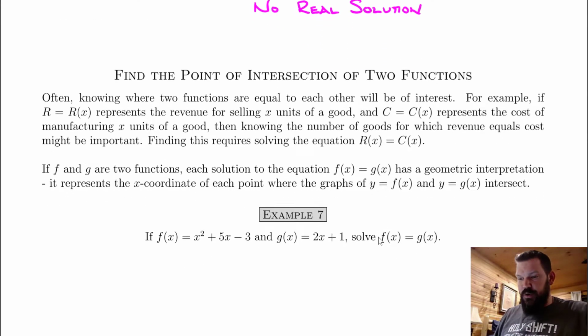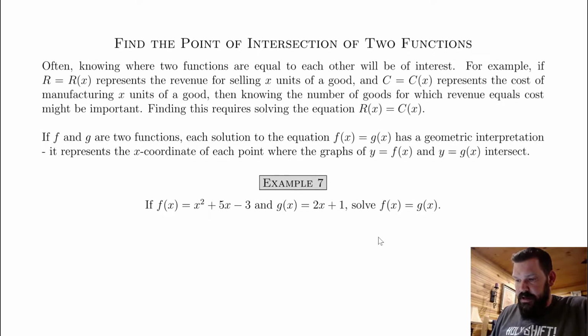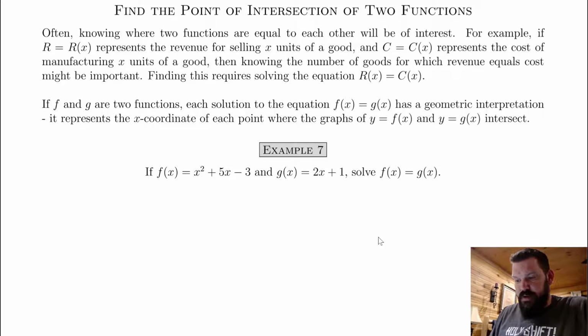We are looking for the point of intersection of two functions. So the point of intersection of two functions is the shared values that would be a solution to both equations simultaneously. And in the case of example 7, we'll see how to do that. We're given f of x is equal to x squared plus 5x minus 3, g of x is equal to 2x plus 1. And then it just says to simply solve f of x equals g of x. So where those two equations are equal to one another is the point where they do intersect.